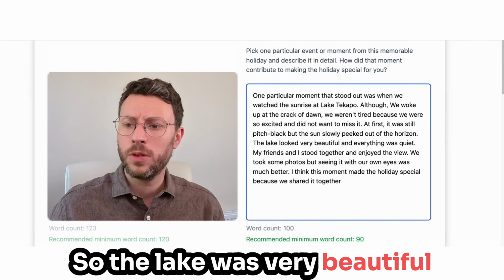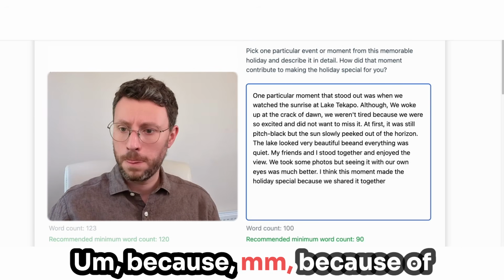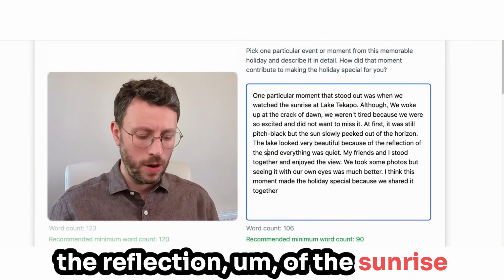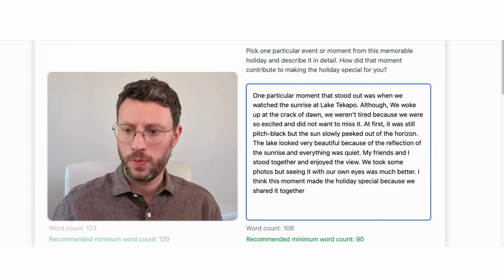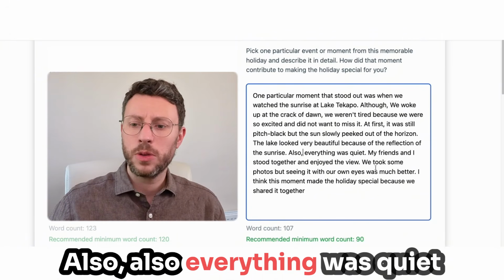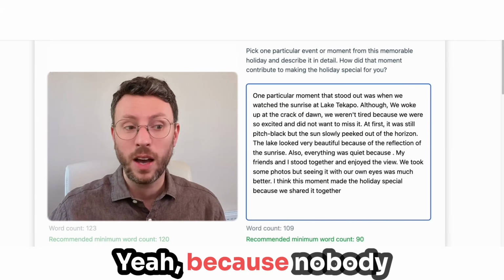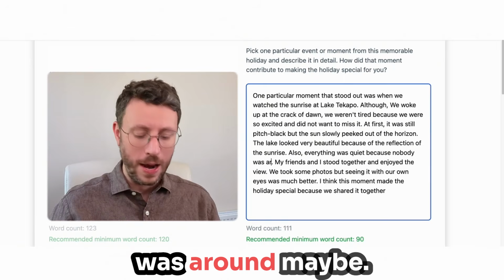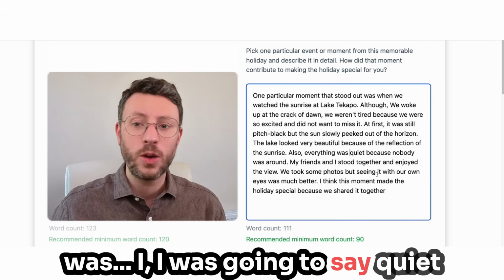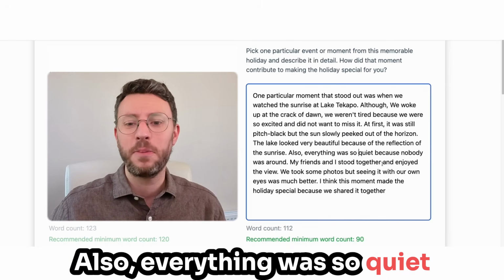So the lake was very beautiful because of the reflection of the sunrise. Also, everything was quiet. Because, why was everything quiet? Yeah, because nobody was around, maybe. Also, everything was... I was going to say quiet as a mouse, but I think there's too many idiomatic expressions. Also, everything was so quiet because nobody was around.